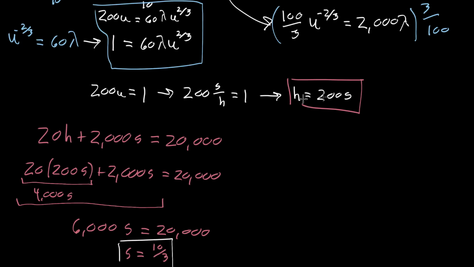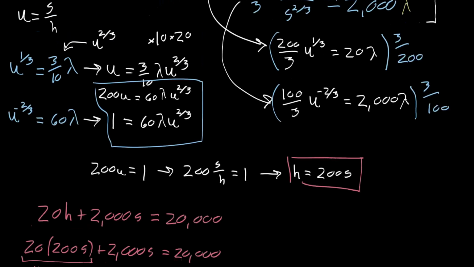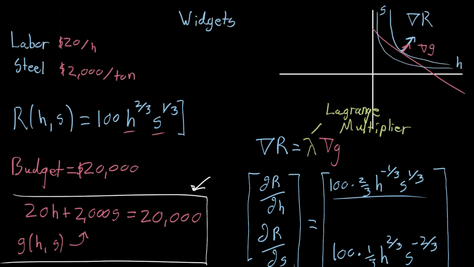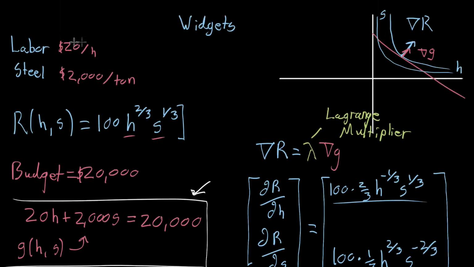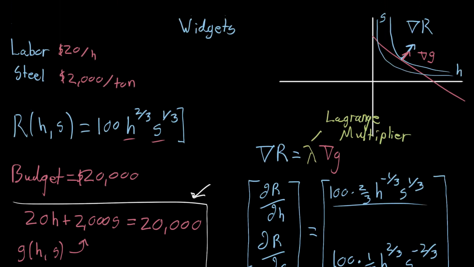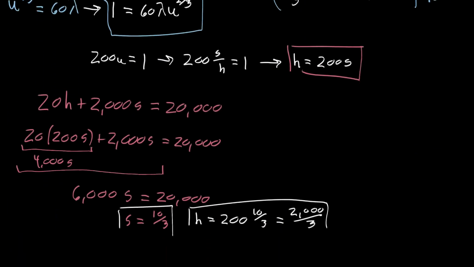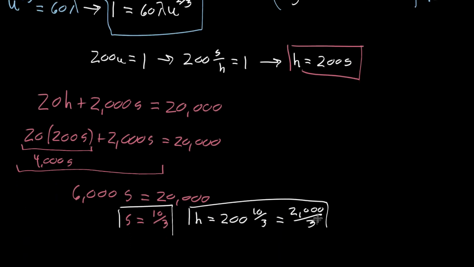Then when we apply that to the fact that H is 200 times S, that's going to mean that H is equal to 200 times that value, 10 over 3, which is equal to 2,000 thirds. That's how many hours of labor we want. So, evidently, in our original problem where we have this model for our revenue function for our widgets with $20 per hour of labor and $2,000 per ton of steel with a budget of $20,000, the allocation that you should make is to buy 10 thirds of a ton of steel and 2,000 thirds hours of labor.